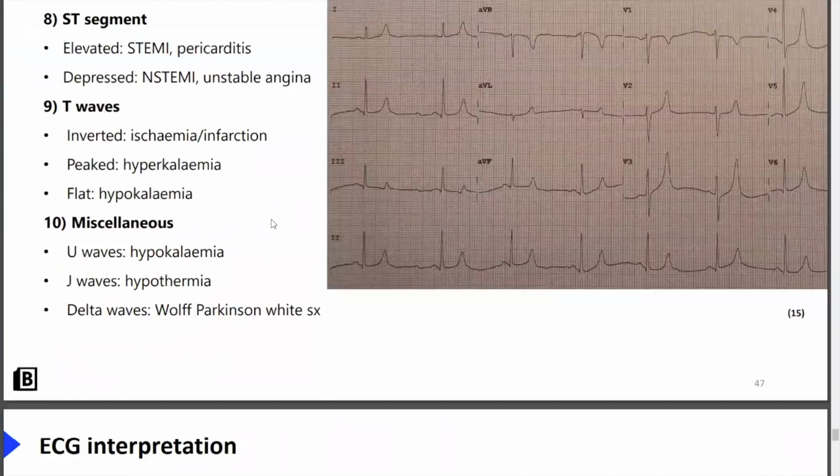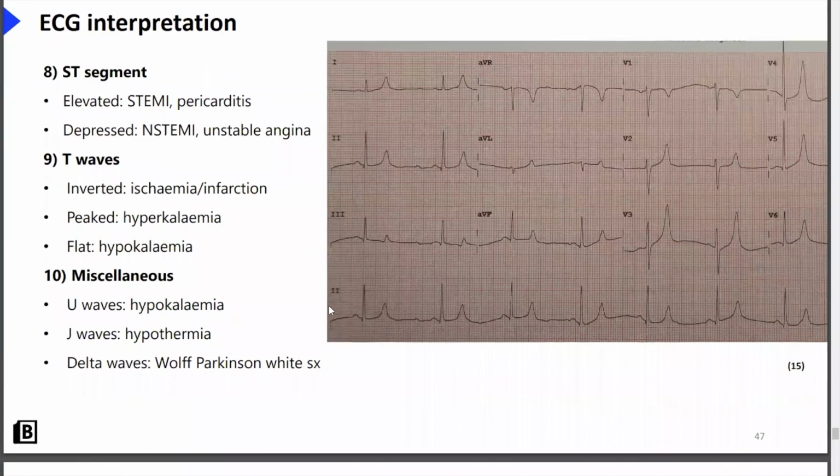Someone's asked a good question, actually, that I want to touch on. What's the rhythm strip? The rhythm strip is lead 2. Okay, lead 2 and the rhythm strip are the same. So this is the rhythm strip down here, and it's just the same as lead 2. Lead 2 is used to assess the rhythm the best because it gives you the best morphology of the P wave.